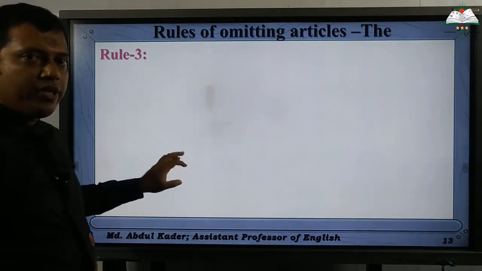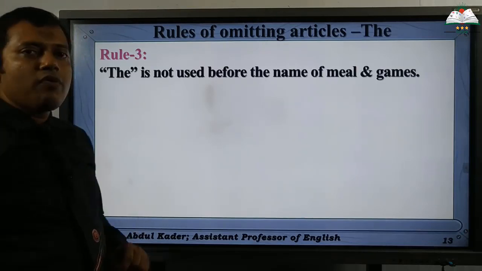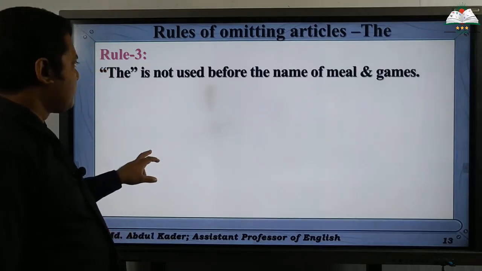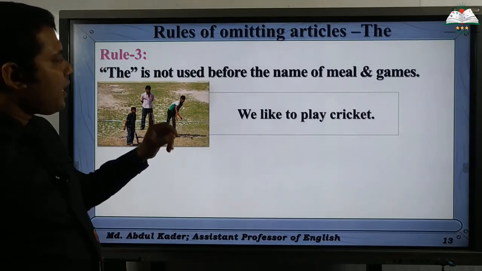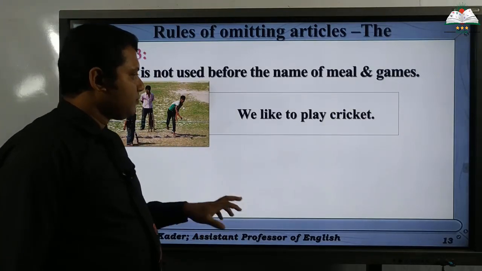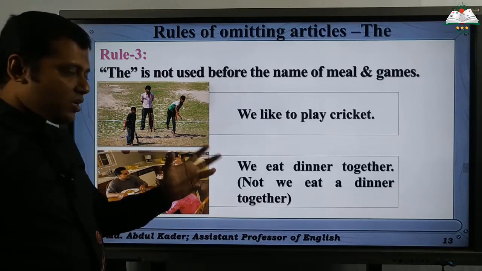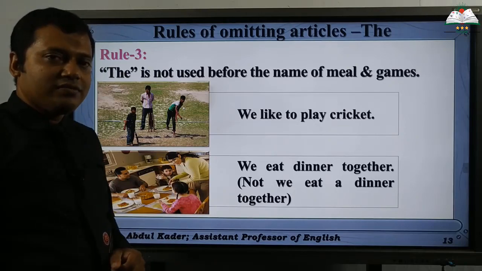Now dear student, let me show you rule number 3. The is not used before the name of meals and games. Look at this example. We like to play cricket. You can't say we like to play the cricket. See here, we eat dinner together. You are not allowed to say we eat a dinner together.